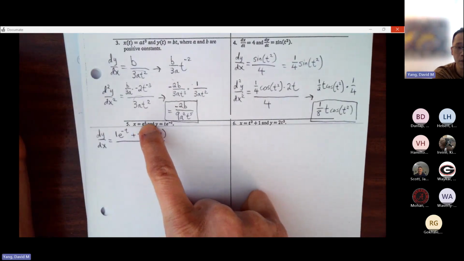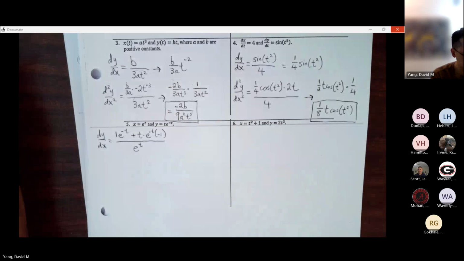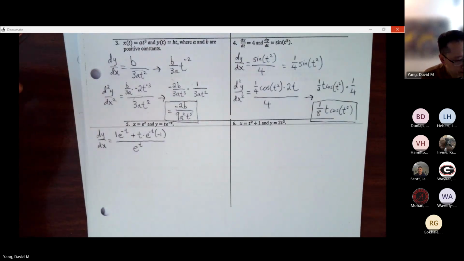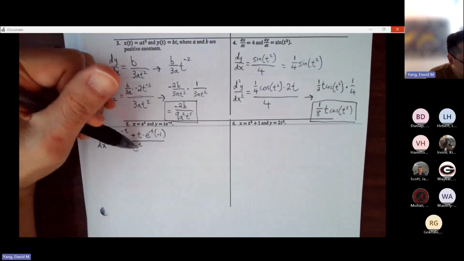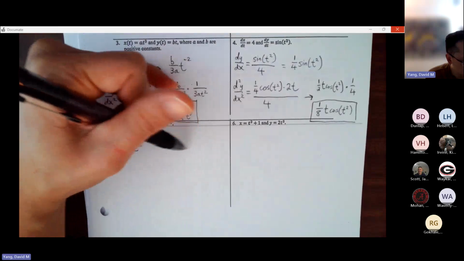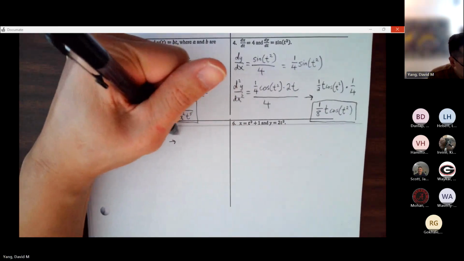So e to the u's derivative is still e to the u times u prime, or e to the t. There's only one term below, so I prefer to split them up into individual terms and find the derivative, but let me see if I can clean this up here.